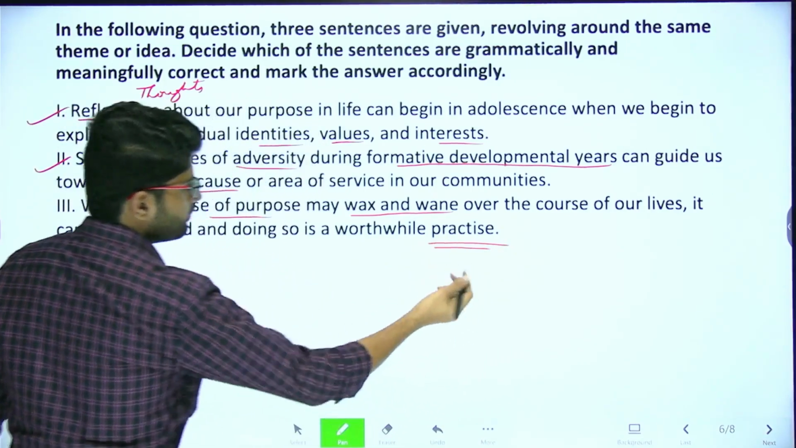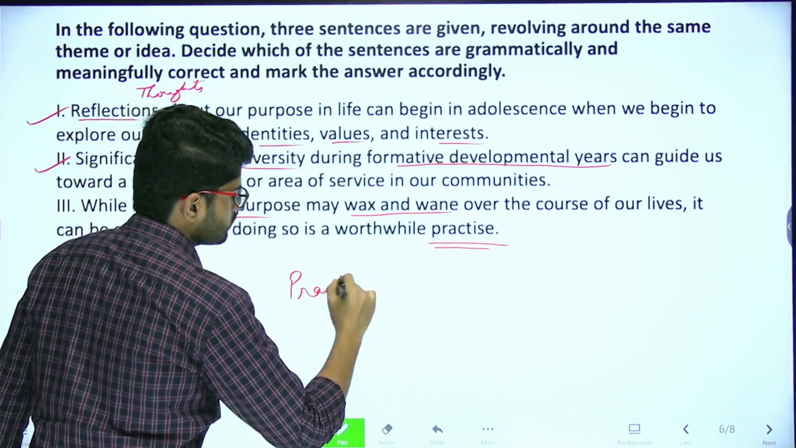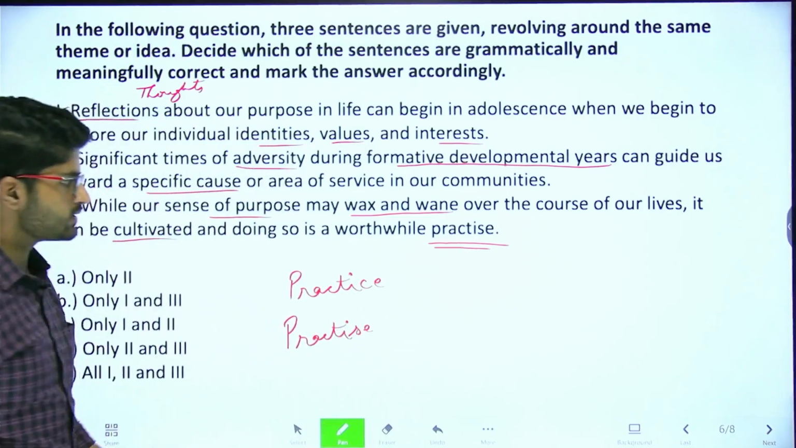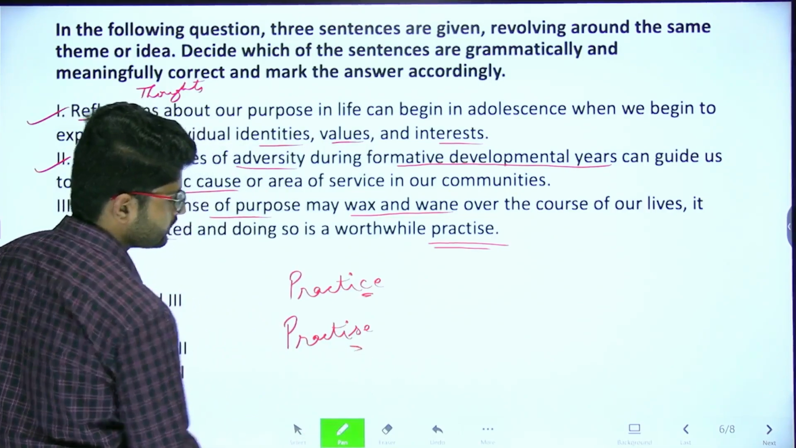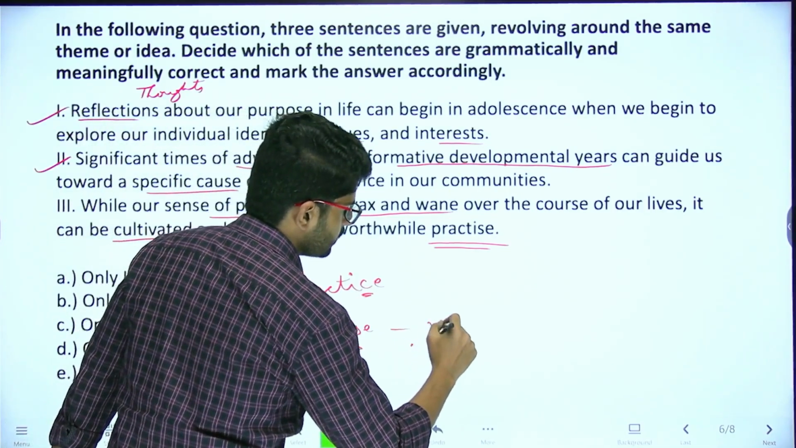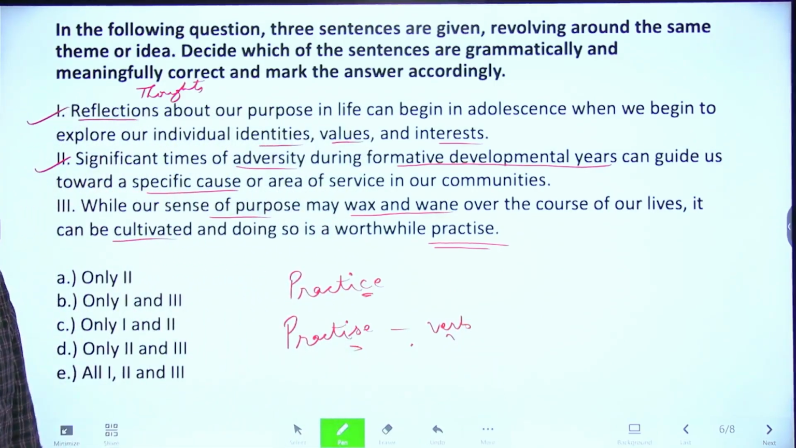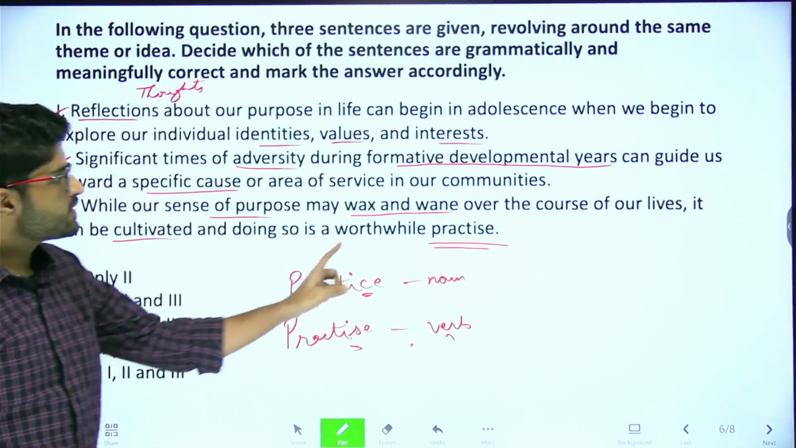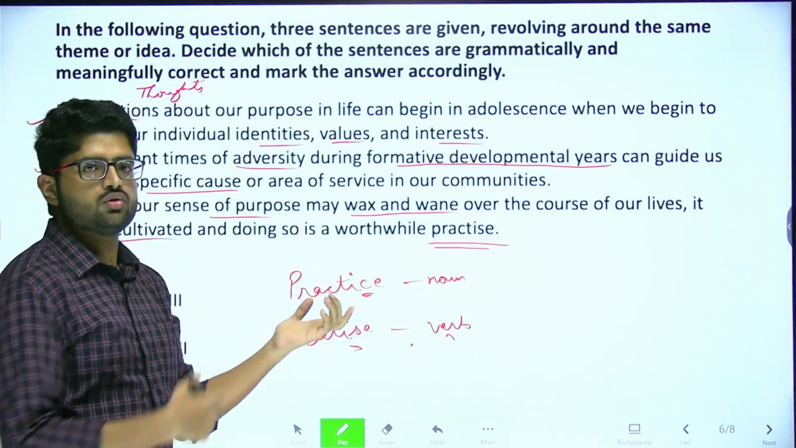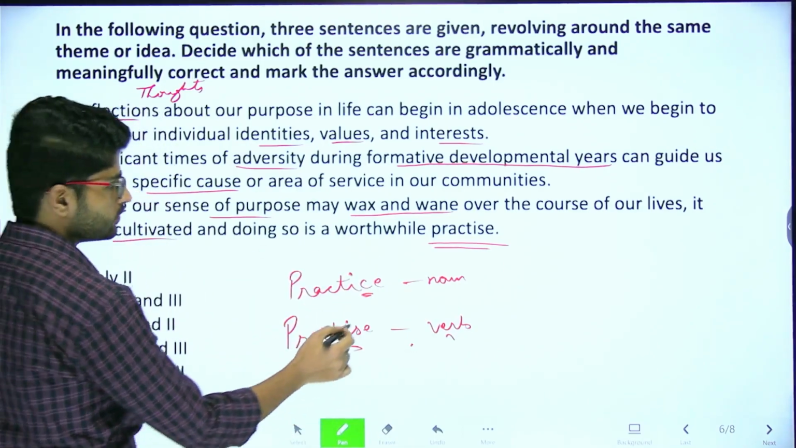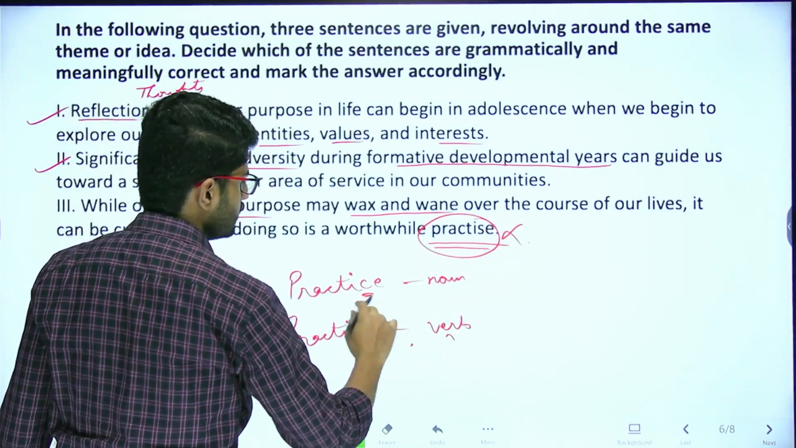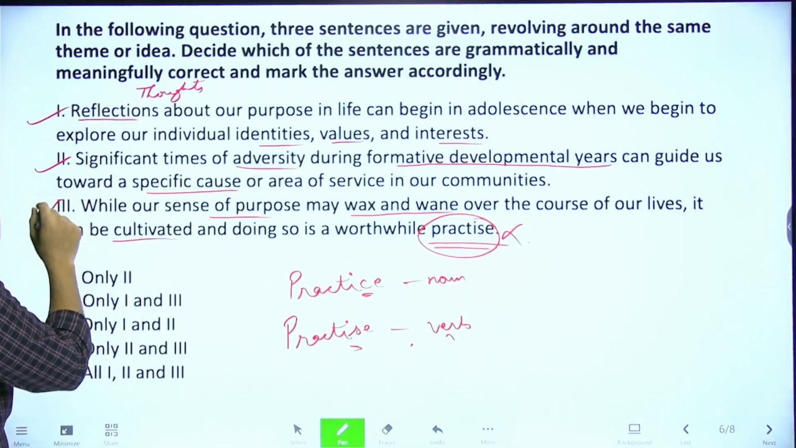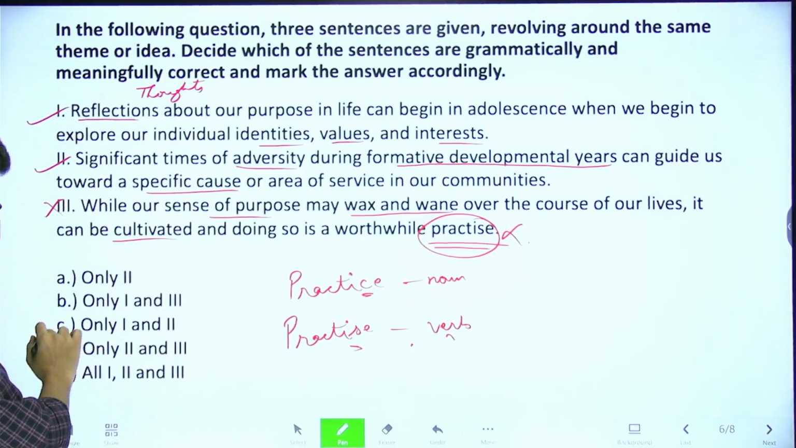क्यों? See, practice and practice, क्या difference है? C and S का difference है. Practice with an S is a verb, and practice with a C is a noun. ठीक है. तो यहाँ पे and doing so is a worthwhile what? Worthwhile यहाँ adjective है. तो worthwhile adjective किसको modify करेगा? It should modify a noun. तो यहाँ पे S वाले verb की जगह it should be C, practice. So this is incorrect. So 1 and 2 are correct. So the answer should be C.